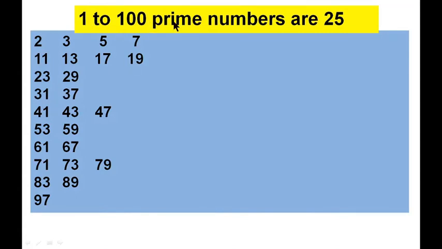From 1 to 100, how many prime numbers are there? We can see that there are 25 prime numbers from 1 to 100. What are they? 2, 3, 5, 7, 11, 13, 17, 19, 23, 29, 31, 37, 41, 43, 47, 53, 59, 61, 67, 71, 73, 79, 83, 89, and at last 97.